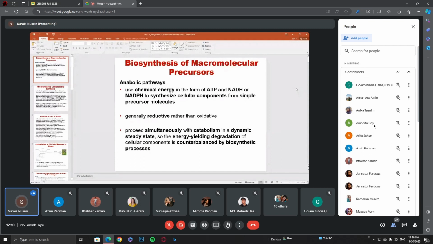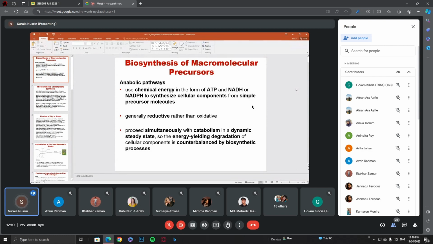Okay, so from today we are going to start the anabolic phase of metabolism, and we already know that anabolism means where a molecule is synthesized from simple precursor molecules, and these synthesis reactions need energy, and there are two forms of energy. One is the ATP, another one is the reducing power, that is NADH or NADPH. And these anabolic reactions are actually reductive, whereas catabolic reactions were oxidative. And in the living organism or cells, these anabolic reactions actually happen simultaneously with catabolism.